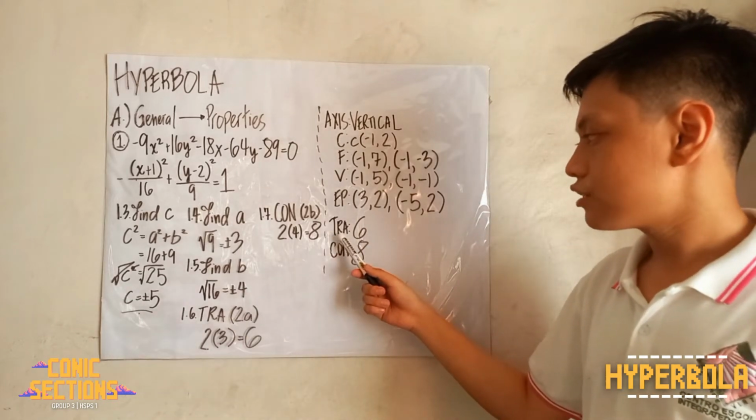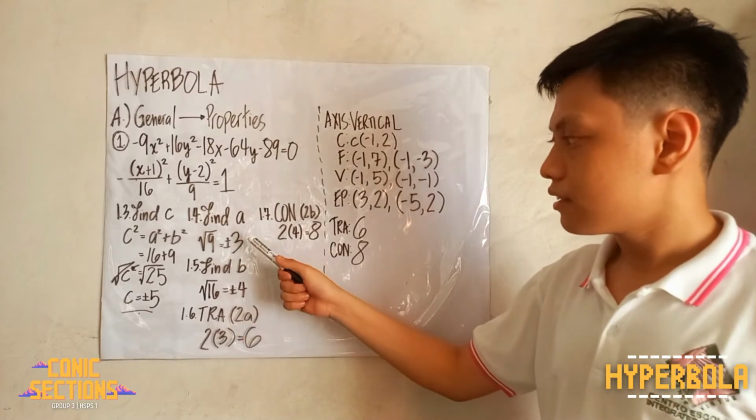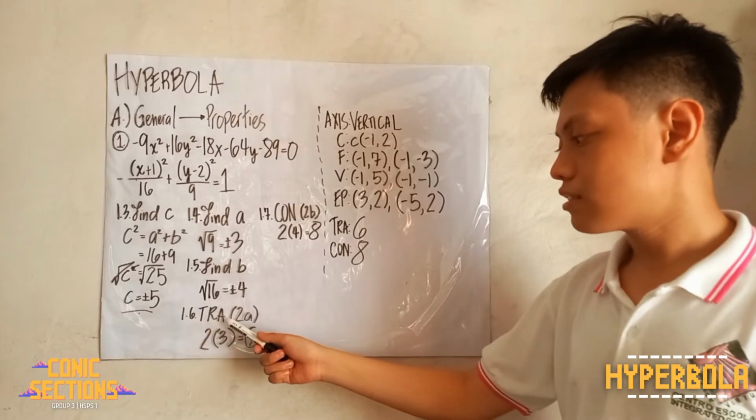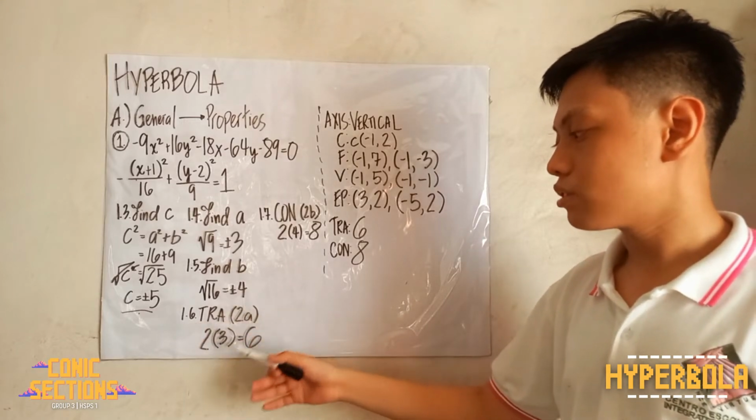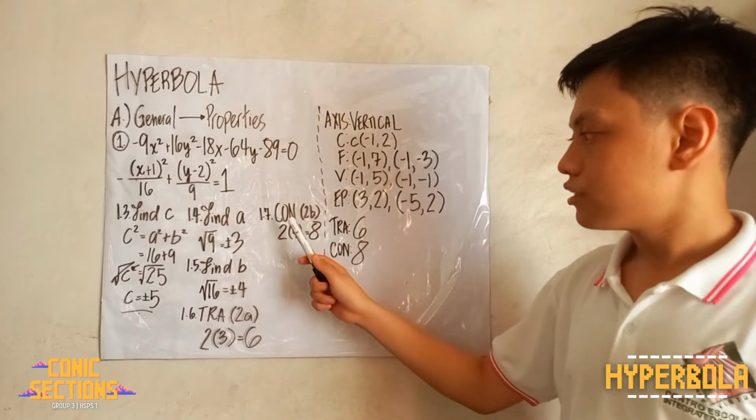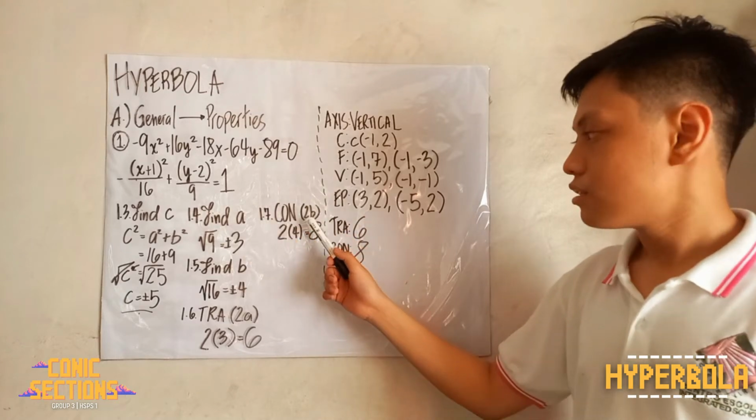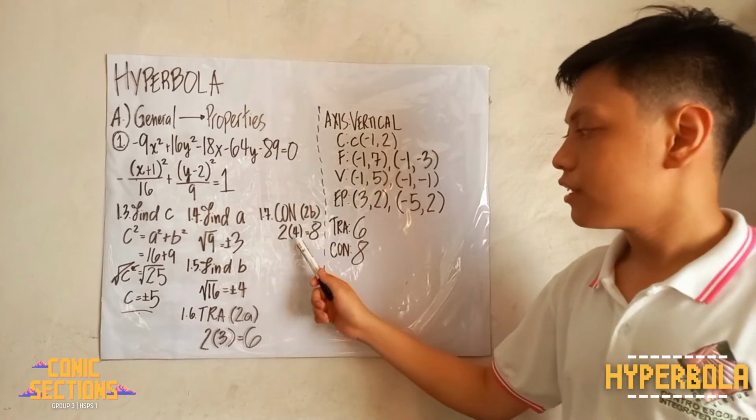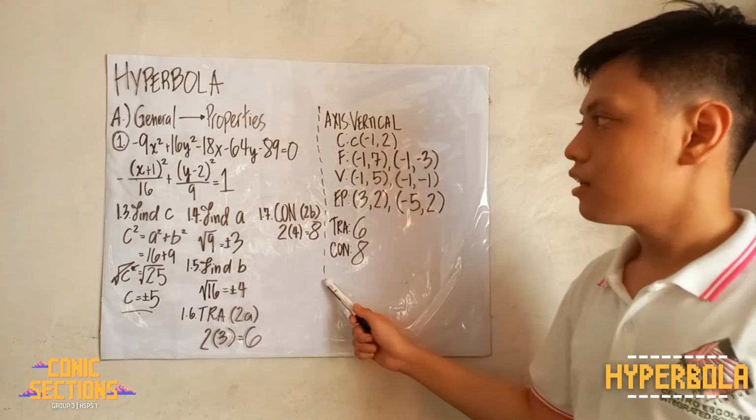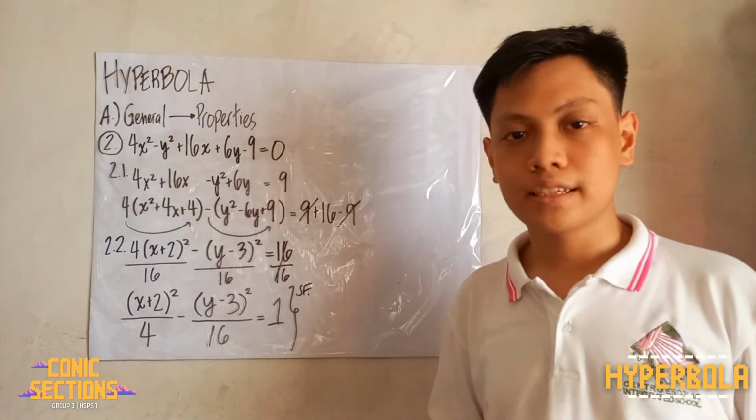In solving for the transverse axis and the conjugate axis, you simply need to multiply these values by 2. So for the transverse axis, the formula is 2a. So 2 times 3, you'll have 6. For the conjugate axis, the formula is 2b, or 2 times b. So 2 times 4, you have 8. And now, these are the properties of this general equation. So now we have our second example.